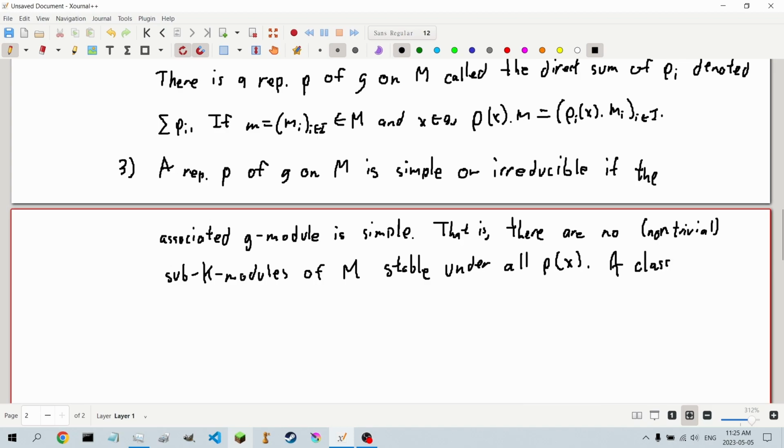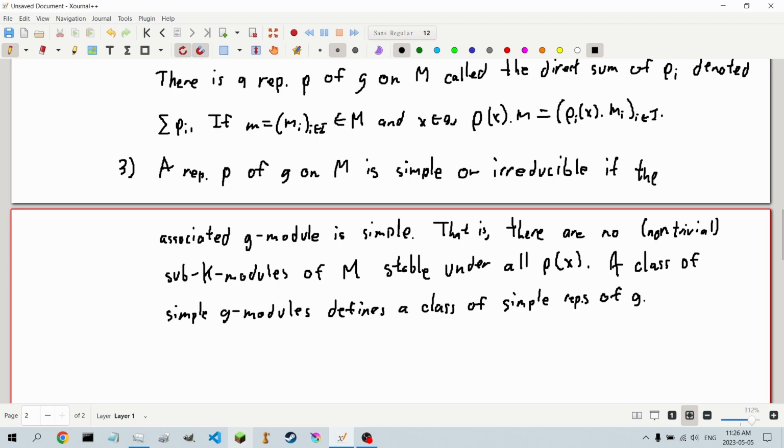A class of simple G modules defines a class of simple representations of G. I gotta talk louder because there's stuff going on upstairs. Alright. Well, there's more terms to carry over, a couple more at least.